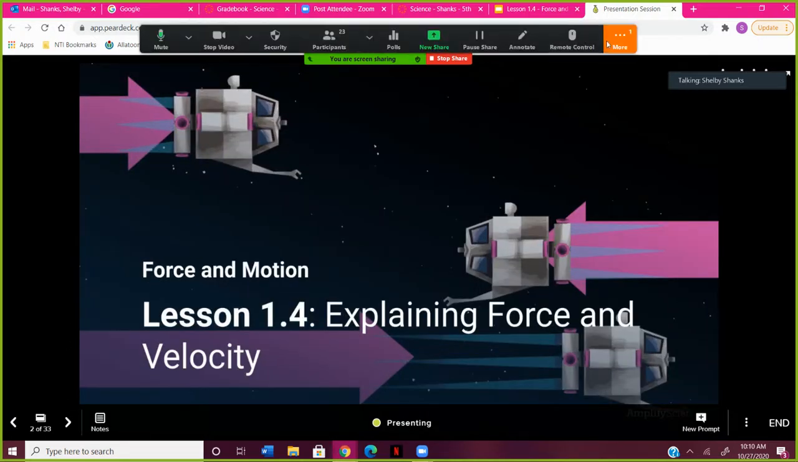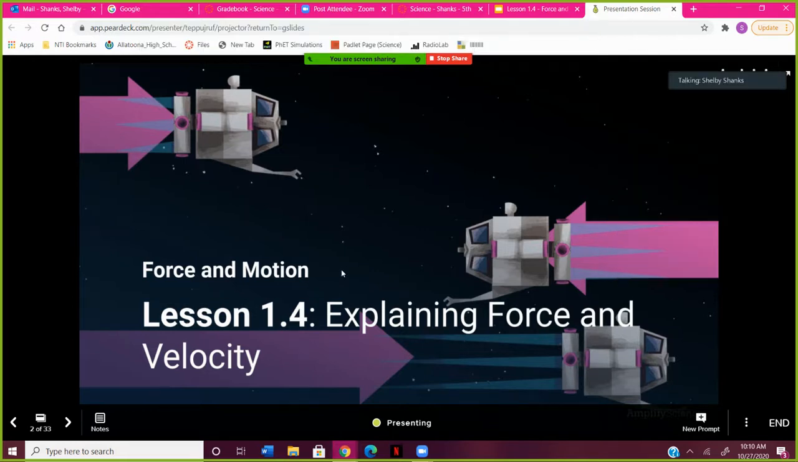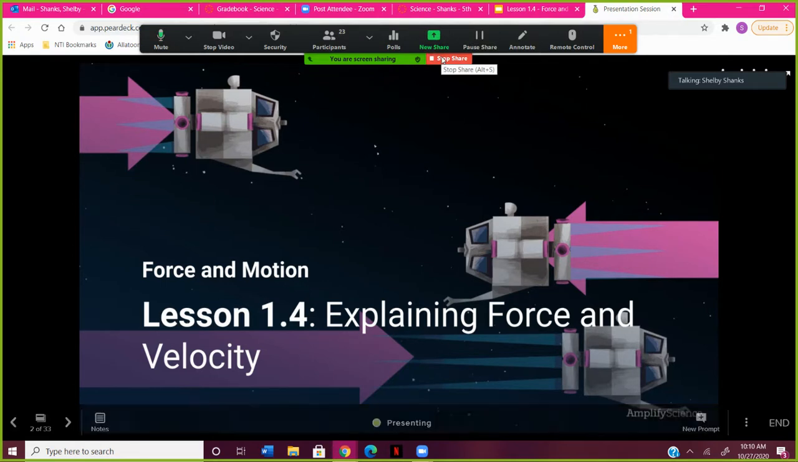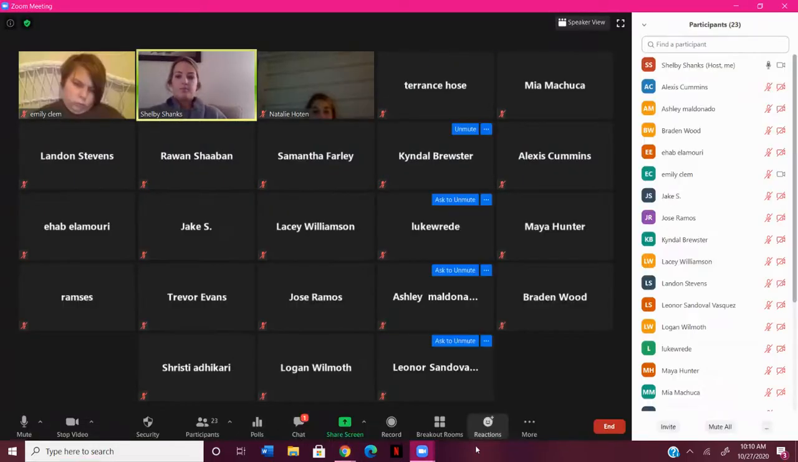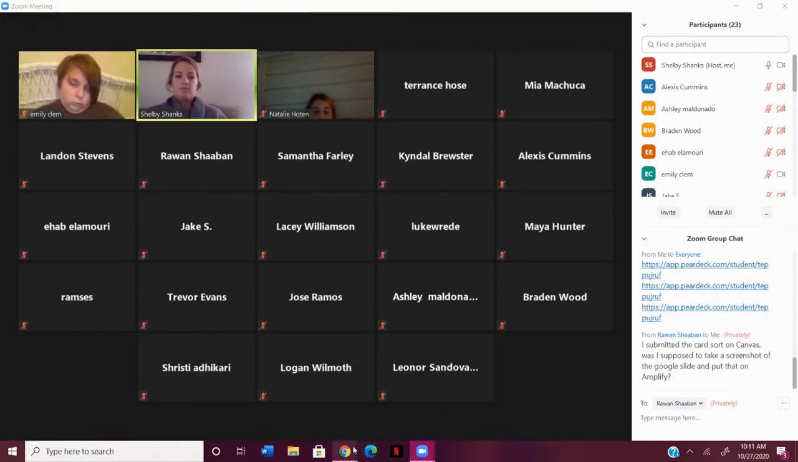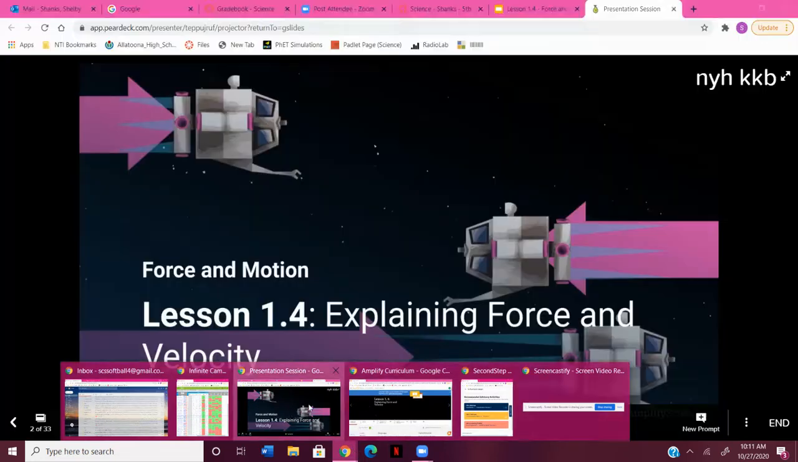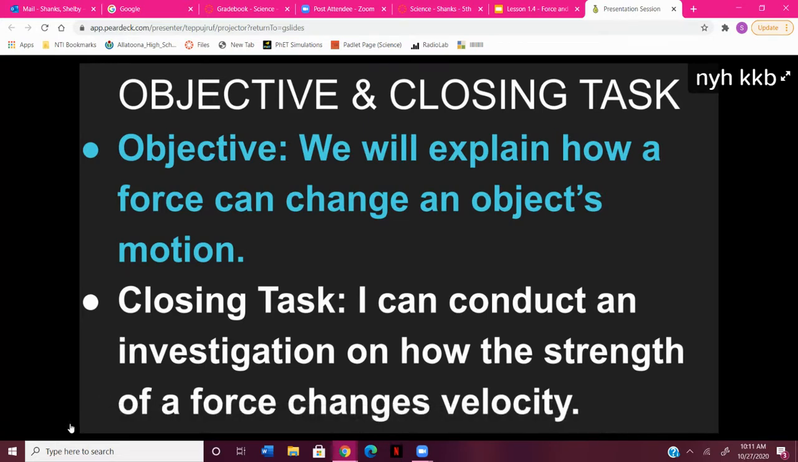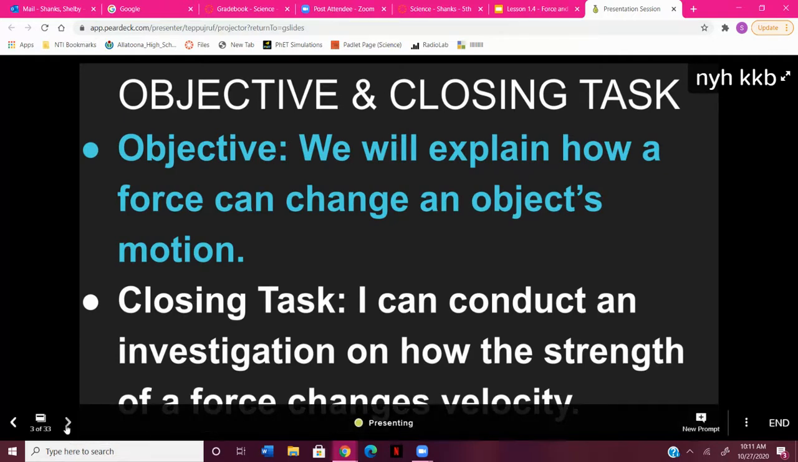All right, so we are starting on lesson 1.4, explaining force and velocity. So I'm going to stop sharing my screen and make sure that you are on Pear Deck. Today we will explain how a force can change an object's motion, and then you're going to be able to conduct an investigation on how the strength of a force changes velocity.